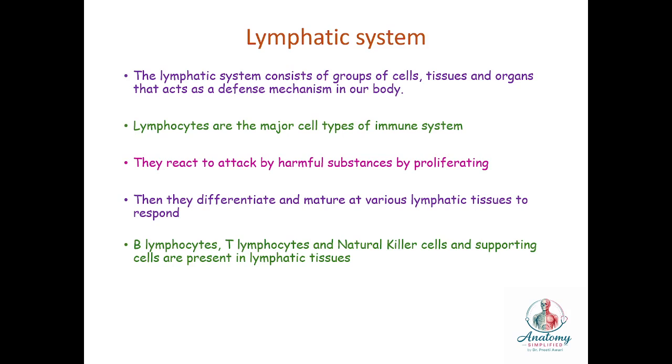The lymphatic system consists of groups of cells, tissues, and organs that act as a defense mechanism in our body. The major cells in this defense mechanism are lymphocytes. They react to attack by harmful substances by proliferating. Then they differentiate and mature at various lymphatic tissues to respond. B lymphocytes, T lymphocytes, natural killer cells, and some supporting cells are present in lymphatic tissues.